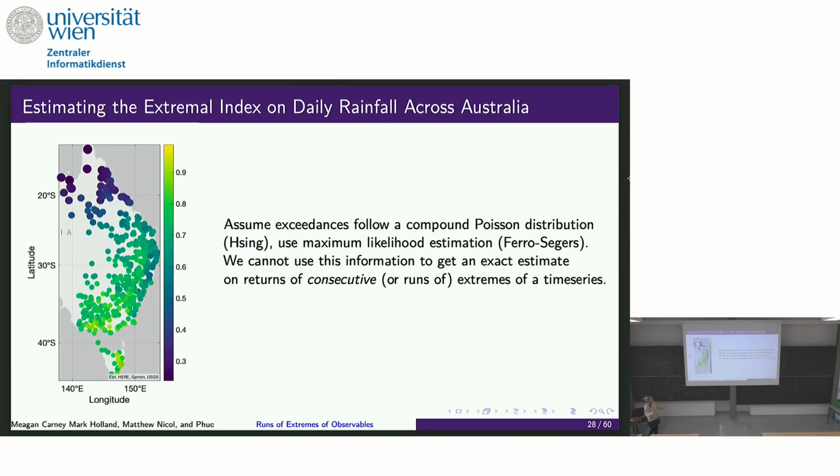So a natural thing would be to say, well, okay, we'll use Ferro-Segers' estimate. We'll get the extremal index in that way, and we can do that. So this is a plot of the extremal index for daily rainfall along eastern Australia, and you see that we can get some understanding of how storm systems move.